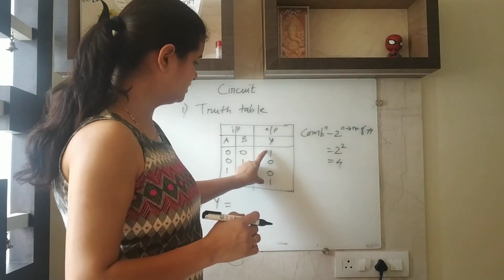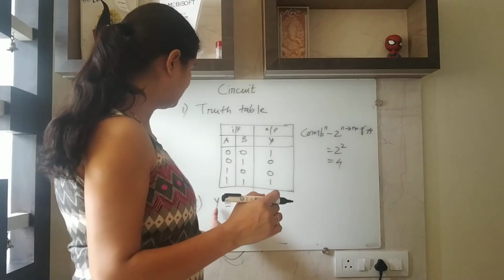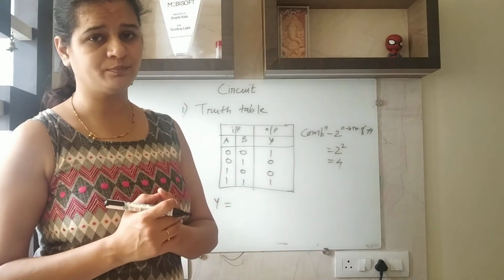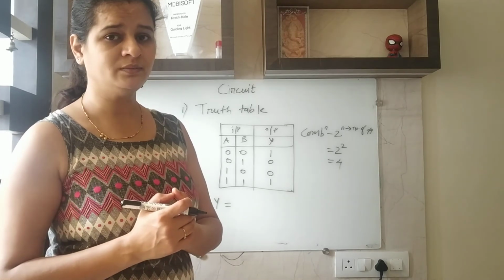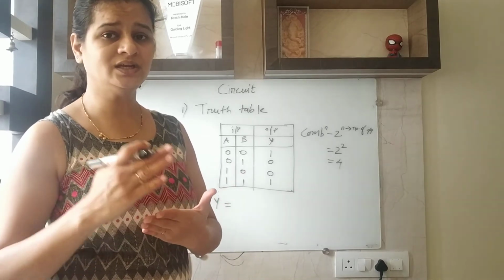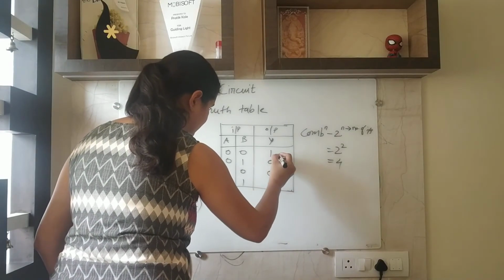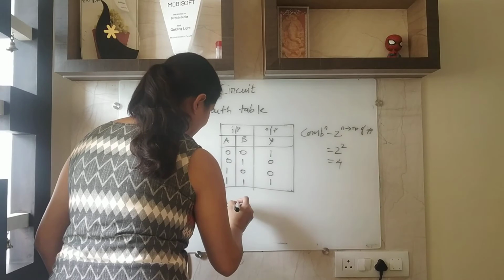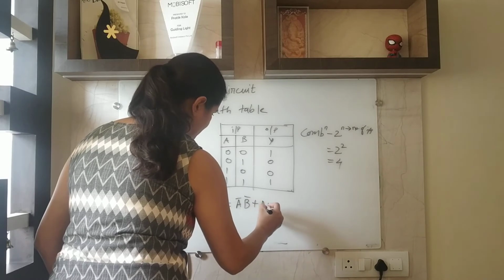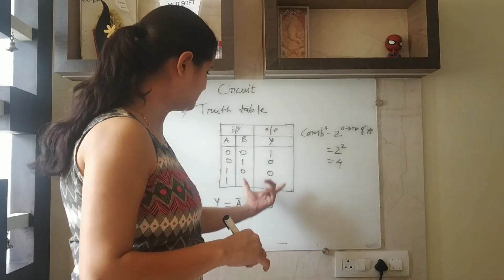To derive the equation, just observe the output column, right. By observing the output column, you can write or derive the equation. That equation may be in the form of SOP form or POS form. What is SOP and what is POS, I will tell you in the next lecture. Here I can write in either form, but I have used the SOP form to derive the equation, right.